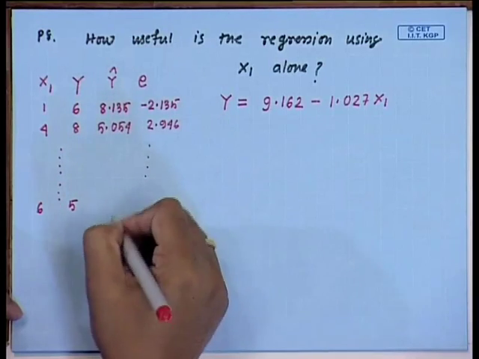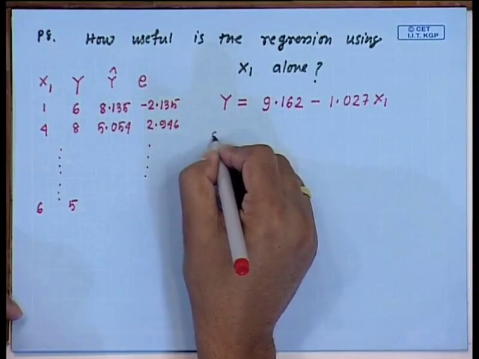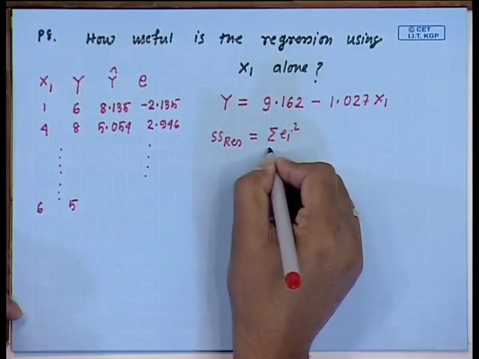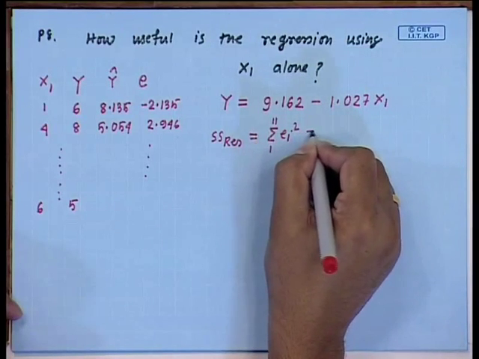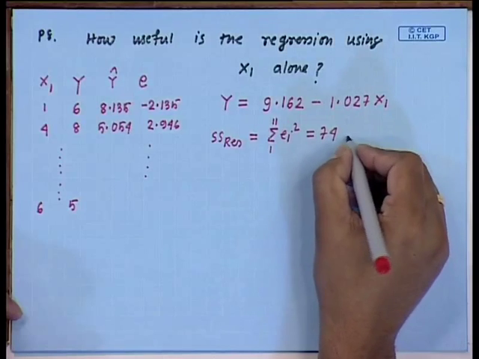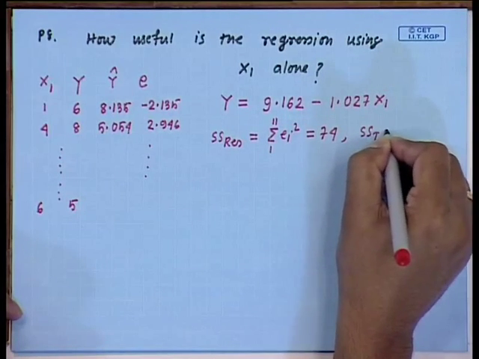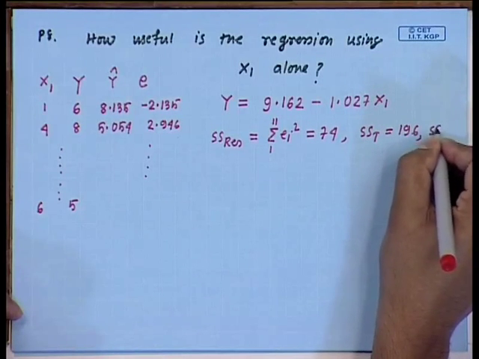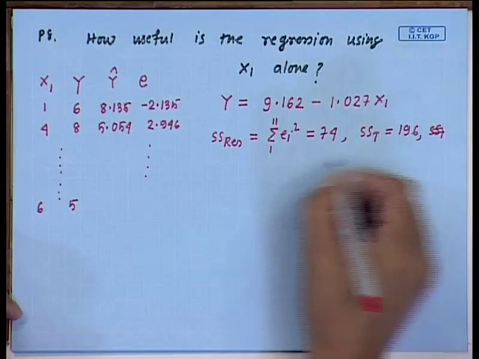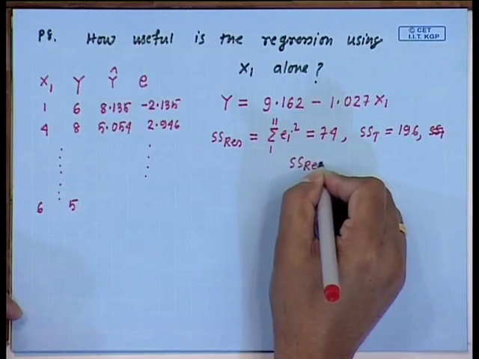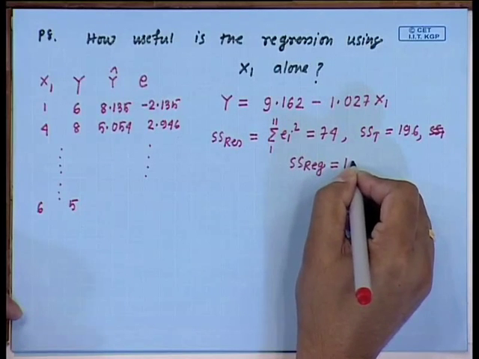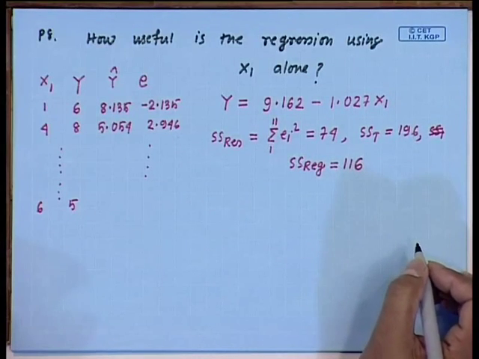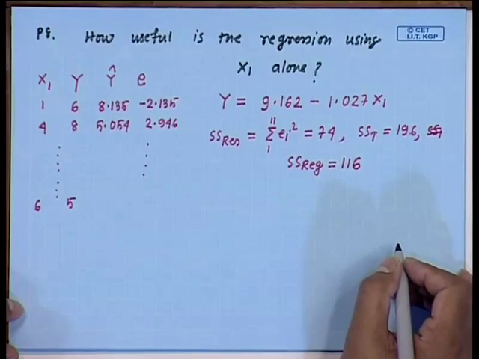So, you do it for all the observations and you compute SS residual, which is equal to the summation of e i squared, i from 1 to 11, which is equal to 74, and SST is the same, SST is equal to 190. And SS regression is then equal to 116. Okay. Now the ANOVA table.